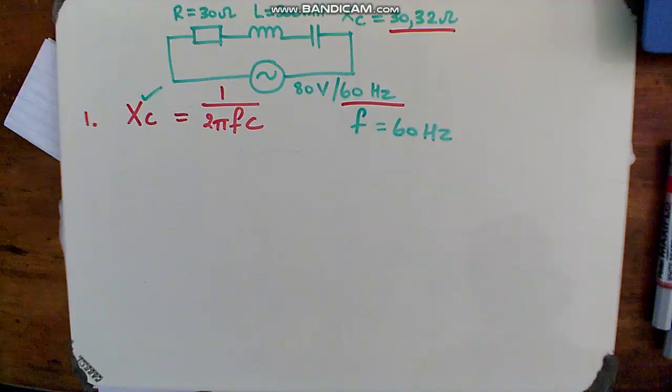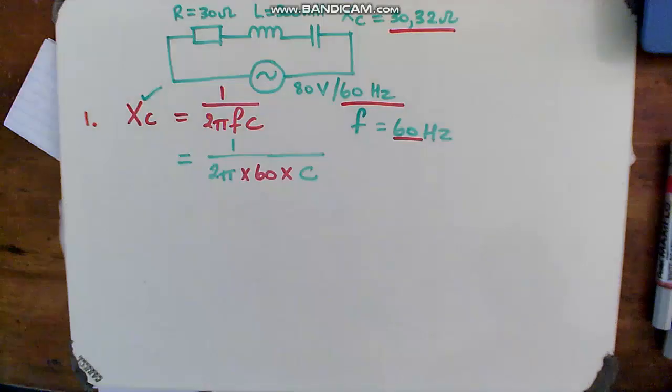So finding the C value, we would have to manipulate the formula and make C subject of the formula, or you can substitute all the values first and then switch it. Okay, so notice that we have the frequency of 60 hertz, and 60 hertz will go where F is, and then C is unknown. XC is given at 30,32 ohms. Now swapping those two numbers around, we will make C subject of the formula. So in other words, swap C and XC.